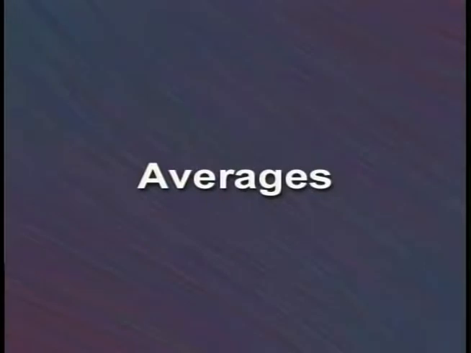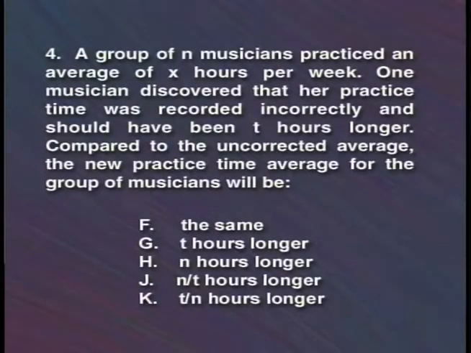Problem 4. A group of N musicians practiced an average of X hours per week. One musician discovered that her practice time was recorded incorrectly and should have been T hours longer. Compared to the uncorrected average, the new practice time average for the group of musicians will be.